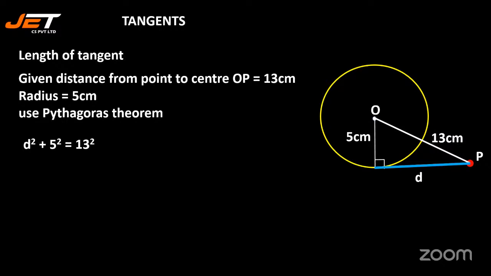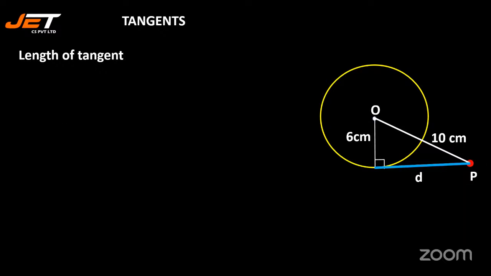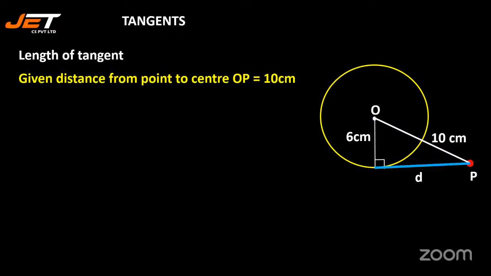So 5 square plus d square. From this, we can find out the value of d. d square plus 25 is 169. d square is equal to 169 minus 25, right? Which is 145. It's 169, by mistake it is 196. So the value of d will be the square root of 144, which is 12. Right. Now, can we find out the length of the tangent here?